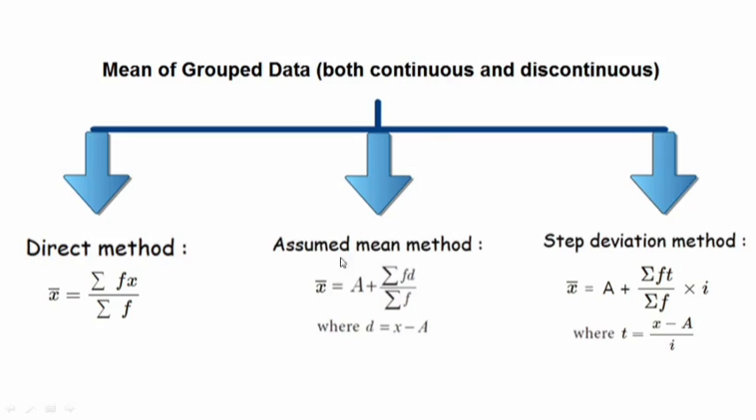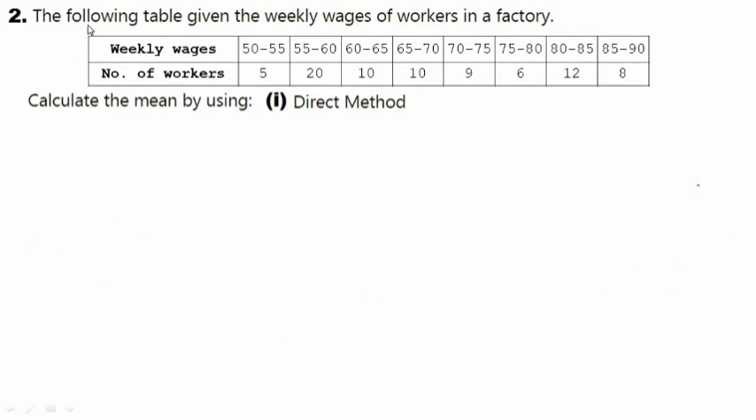By the way, the assumed mean method is a shortcut method. The first question says the following table gives the weekly wages of workers in a factory. The weekly wages are given in rupees. Weekly wages between rupees 50 to rupees 55: the number of people getting these wages is 5. That means 5 workers get between these rupees as weekly wages. Similarly, there are 20 people who get weekly wages between 55 and rupees 60. Similarly, the data follows here.